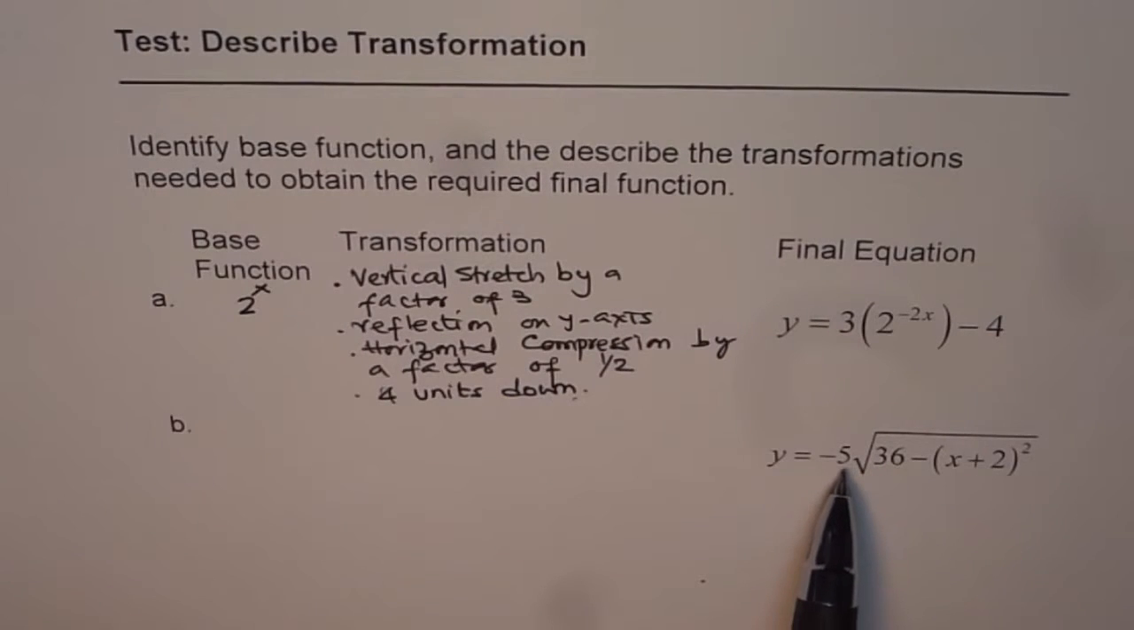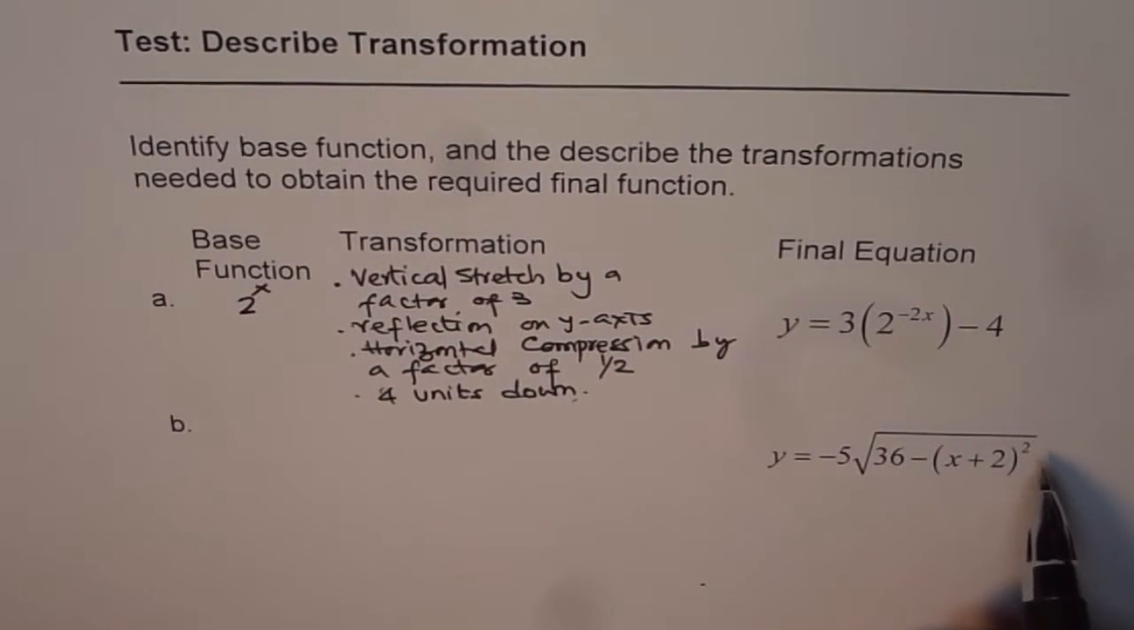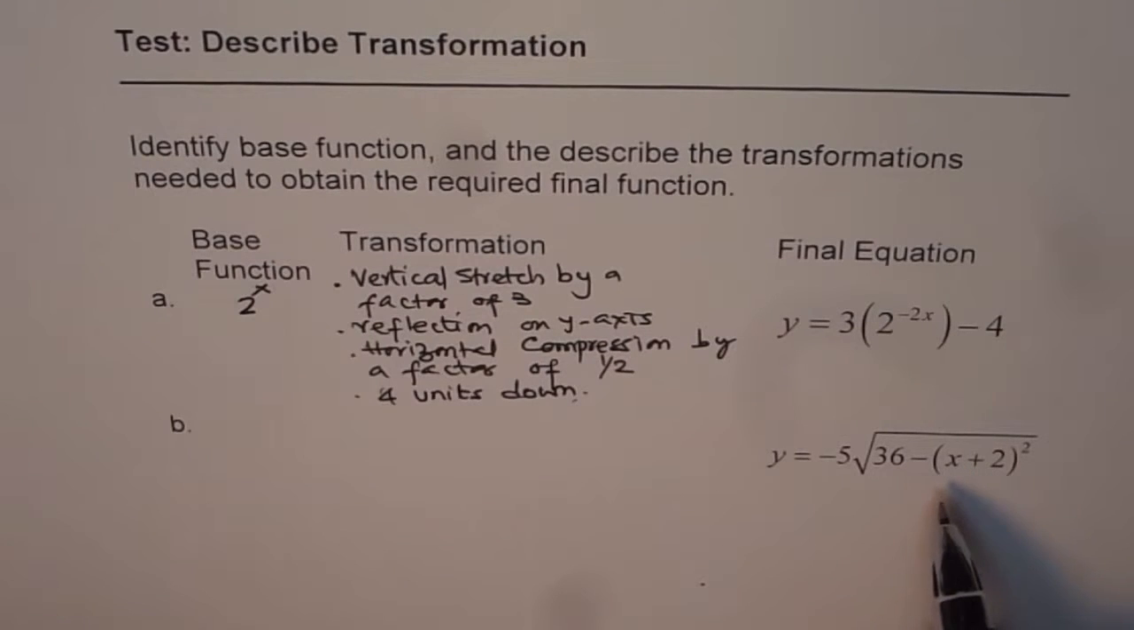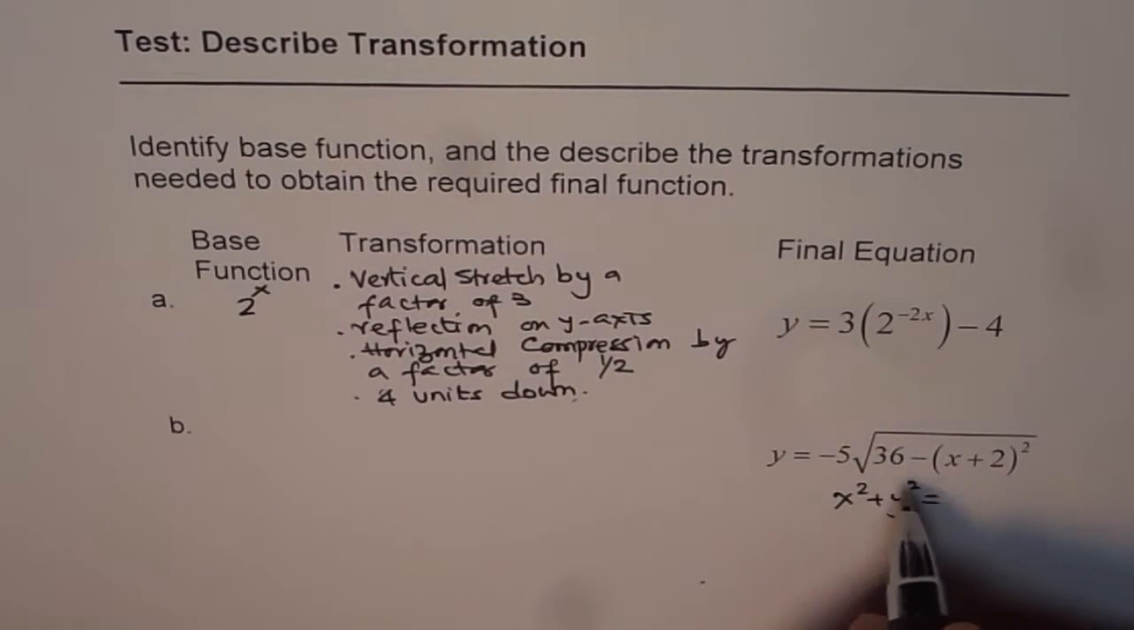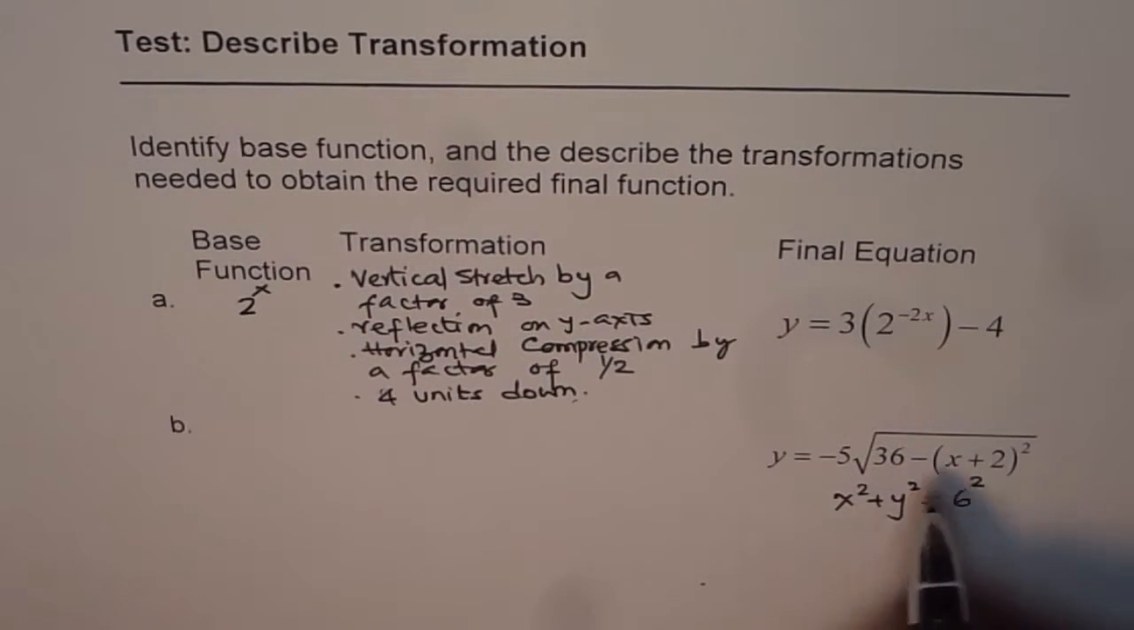Now let's analyze the second function. What you need to give here is, what is the function itself? Well, this is a semicircle, right? If you remember, the equation could be like x squared plus y squared equals r squared, which is 36, 6 squared. So that is a circle equation, but we are only considering the positive half, then it becomes a semicircle, right?